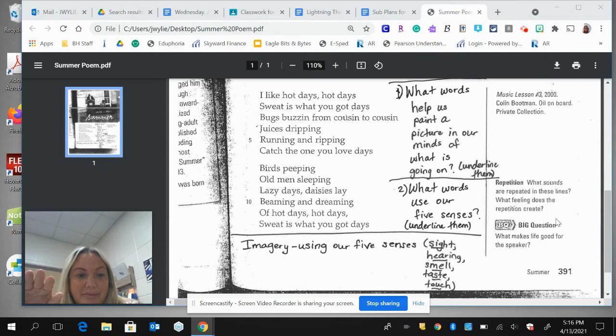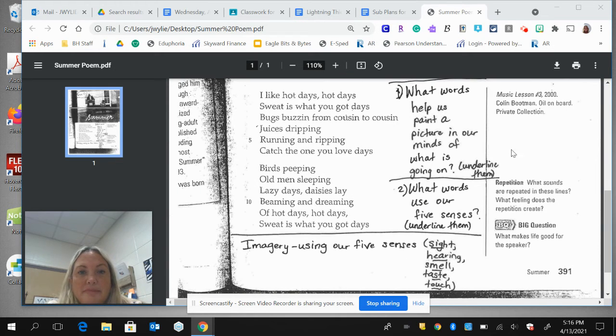I want you to be thinking about your five senses. Okay, seeing, smelling, hearing, tasting, okay, touching. Those are your five senses. What words in the poem does the poet use to help ignite your five senses? Okay, I'm going to read the poem.